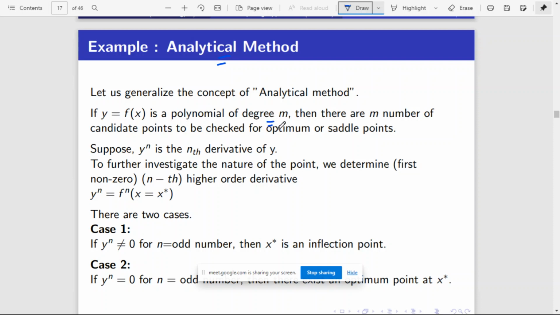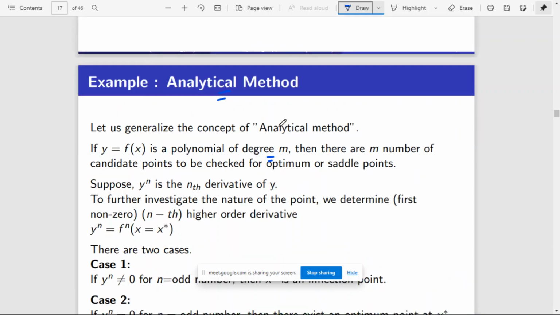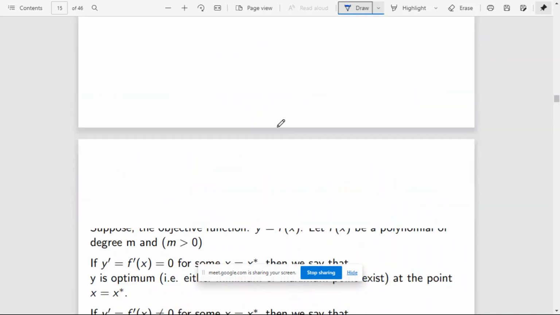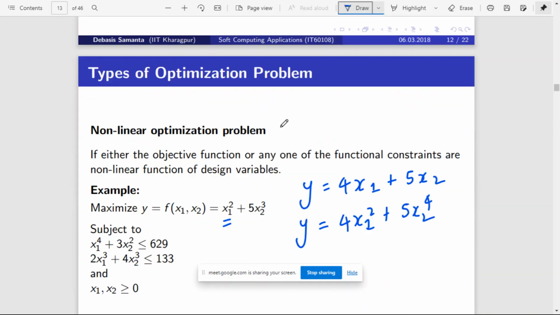Degree m in the sense, for example, if you take this function, what is its degree? Y is equal to 4x1 square plus 5x to the power 4. What is its degree? Its degree is 4. Degree is nothing but the maximum power it is having. This is 4x1 square and 5x to the power 4, so the degree of this function is 4.